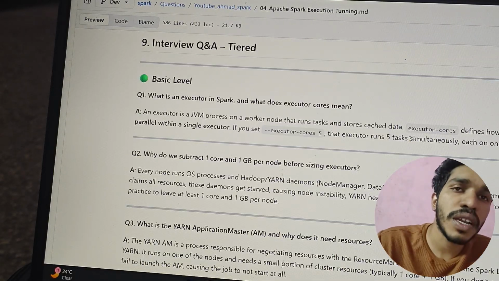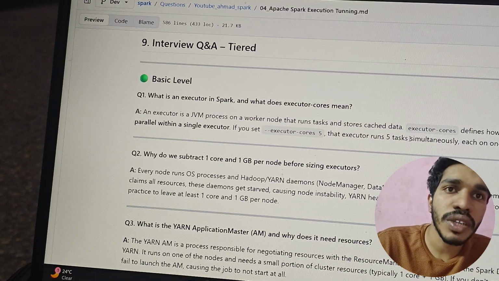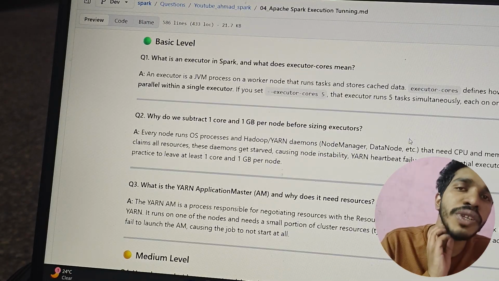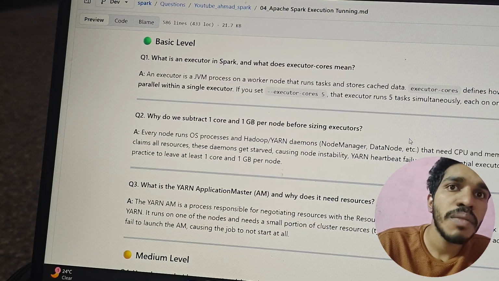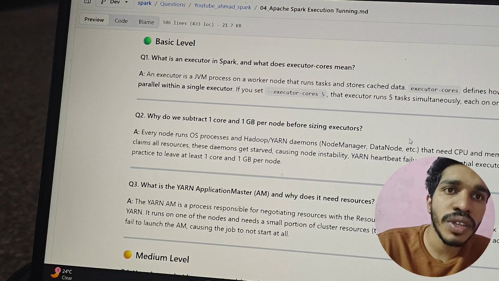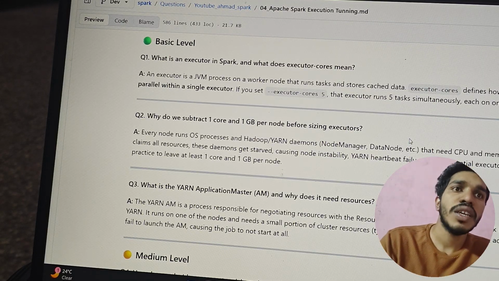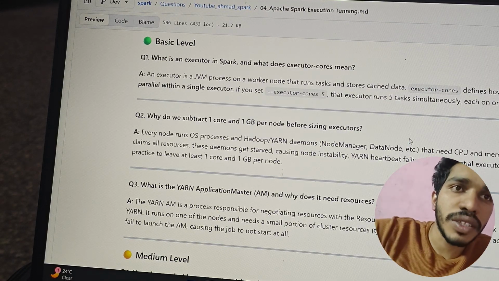What is an executor in Spark and what does executor core mean? An executor is a JVM process on a worker node that runs tasks and stores cache data. Executor cores define how many tasks can run in parallel within a single executor. If you set --executor-cores 5, that executor runs 5 tasks simultaneously, each on one partition.